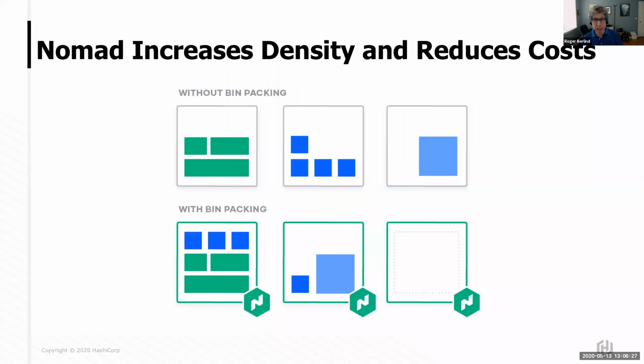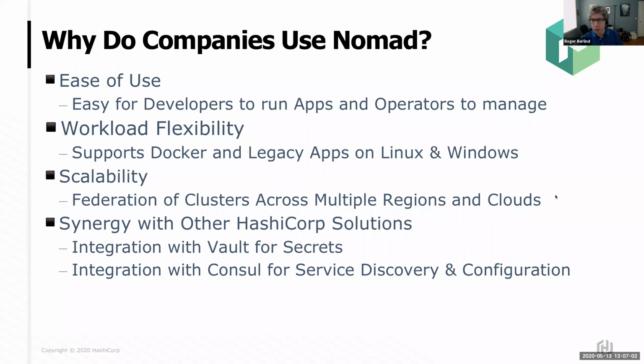Nomad increases density and reduces costs through something called bin packing, which we see in the bottom row over here. If you don't have bin packing, you might have a number of different applications of different sizes, and they may end up being distributed, in this case, across 3 VMs, or 3 servers. But with bin packing, we get higher efficiency. Now Nomad was able to put the same applications onto 2 servers, leaving the 3rd server free for additional applications that might otherwise not have fit into the 3 servers.